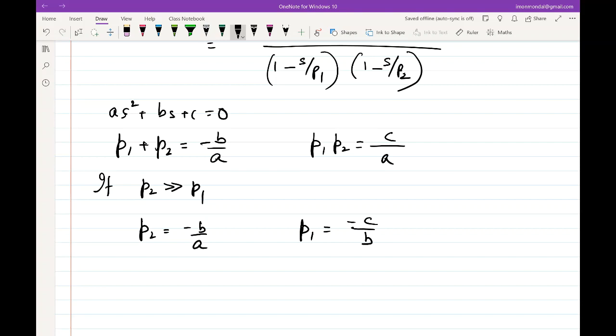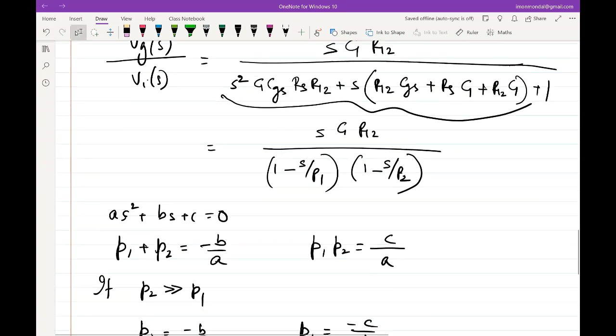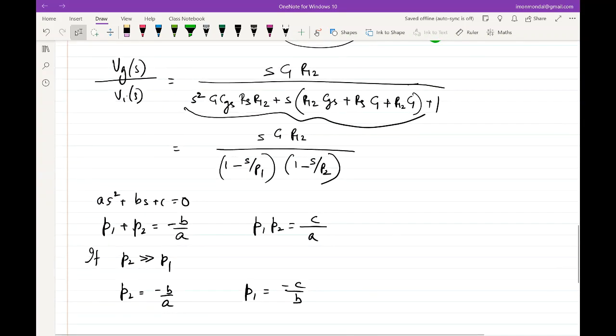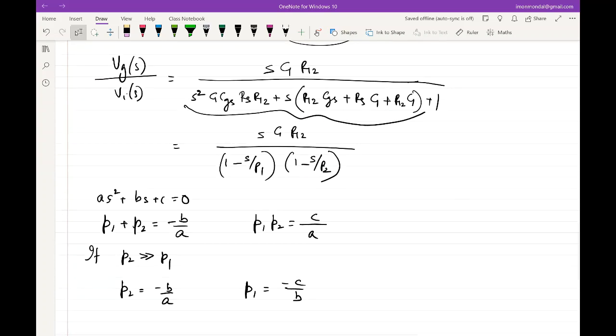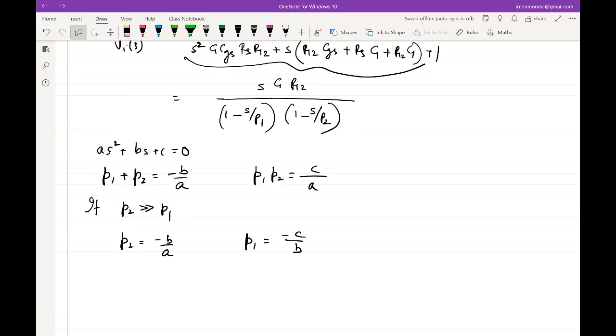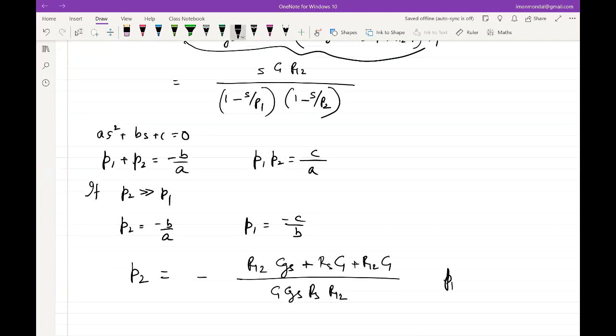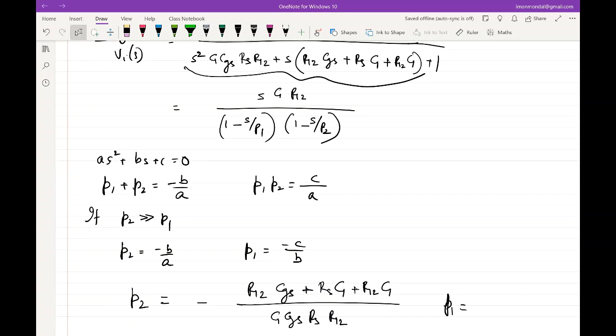Right? So why am I doing this? Because at least I don't have to factorize using those big terms. I know which is a, b, c in this equation, and I'll just simply plug in those values. Okay, so let's do that. So P2 will become minus, and P1 will become minus c over b.